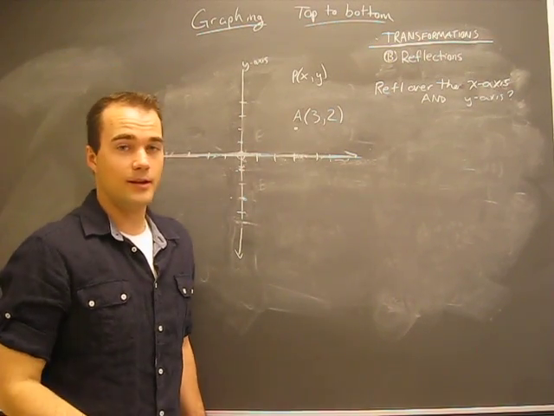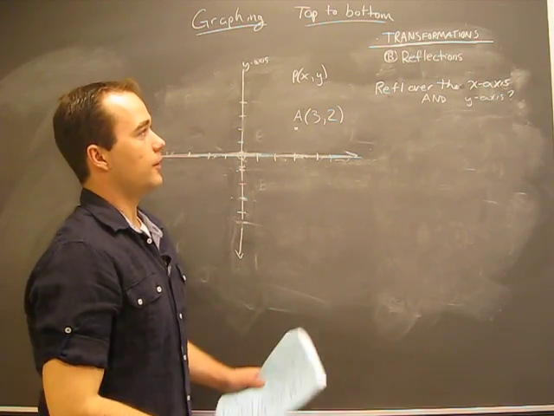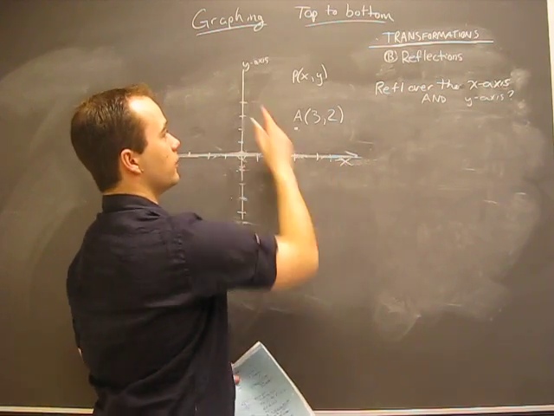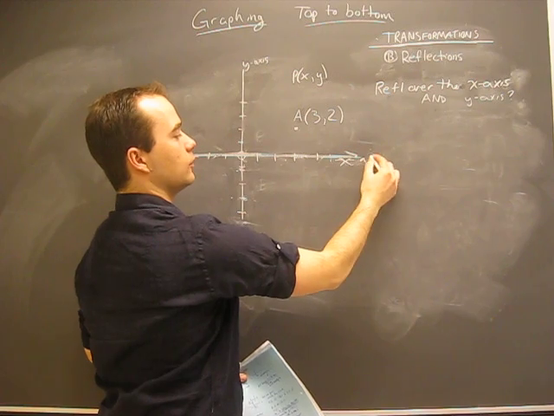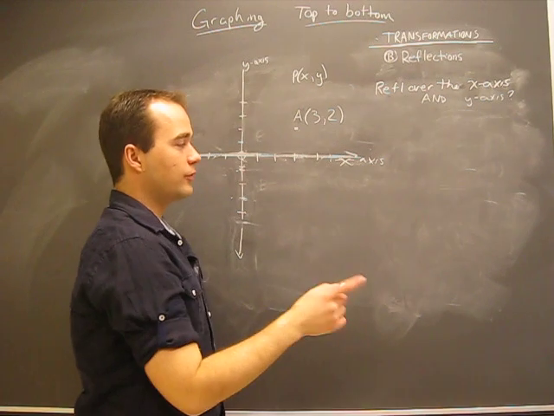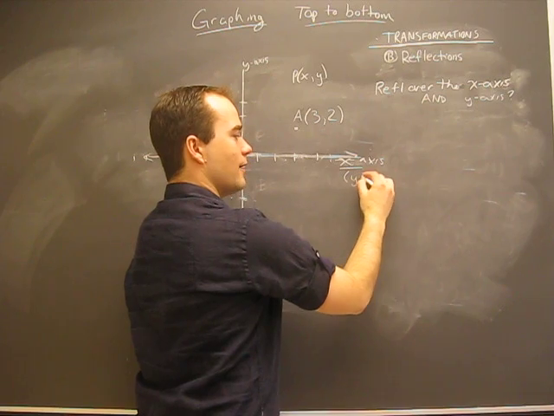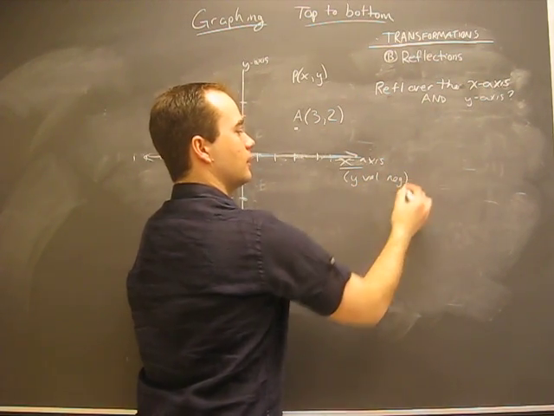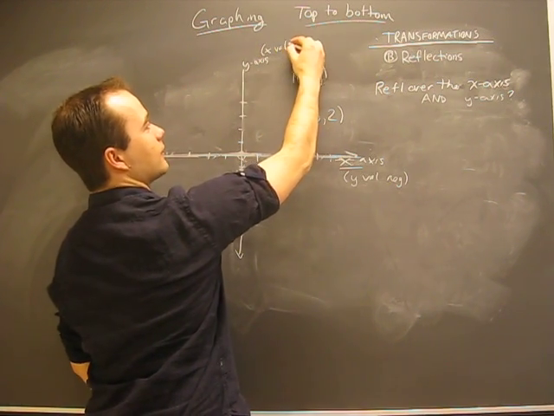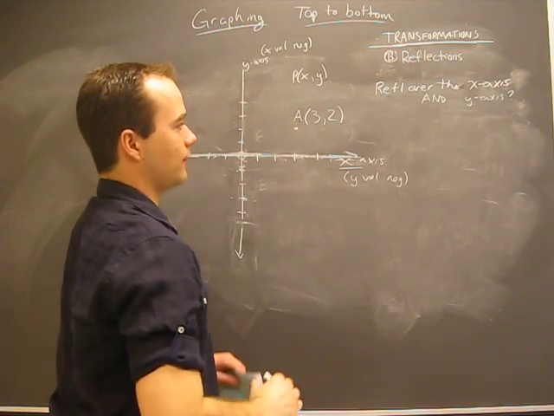Okay, now just like the other type of transformation, the translation, where we did two translations, we're going to do two reflections. Not only are we going to reflect over the x-axis or the y-axis, we are going to reflect over both of them and see what happens, okay? So remember from the previous video that when we reflect over the x-axis, the y-value gets negated. And when we reflect over the y-axis, the x-value gets negated. Check out the previous videos to clarify that if you have questions.